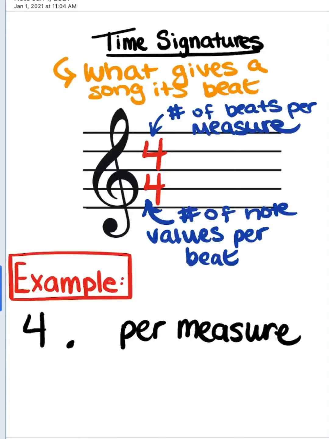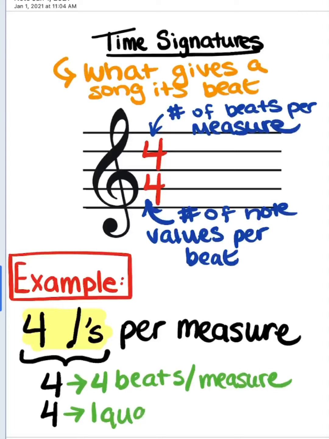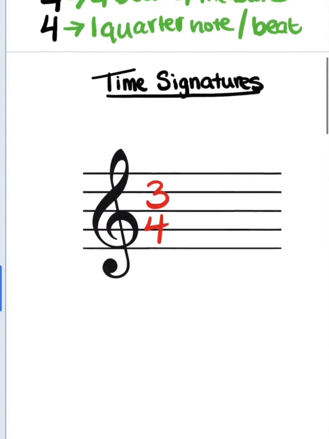So for example, if we take 4 quarter notes in 4/4 time per measure, then the 4 on the top and the 4 on the bottom both stand for different things. Now, if we take the 4 quarter notes example, the 4 on top means 4 beats per measure, and the 4 on the bottom is 1 quarter note per beat. So then we'll have a total of 4 quarter notes.